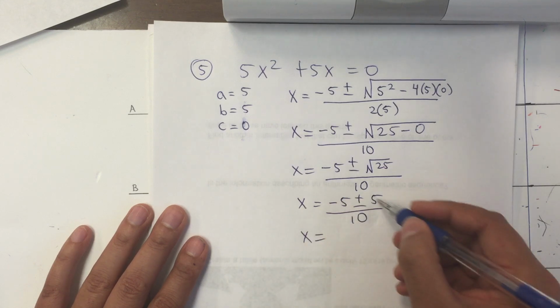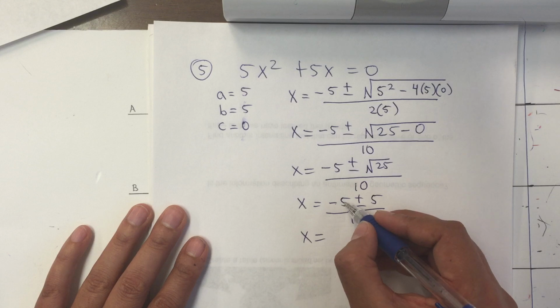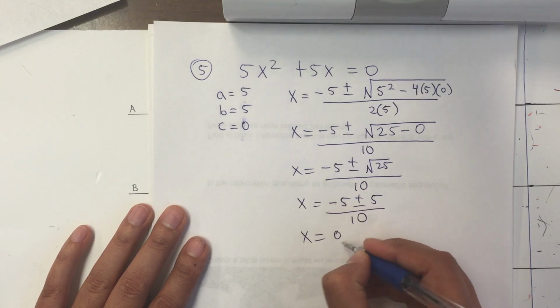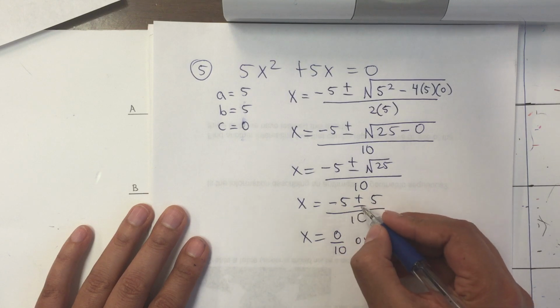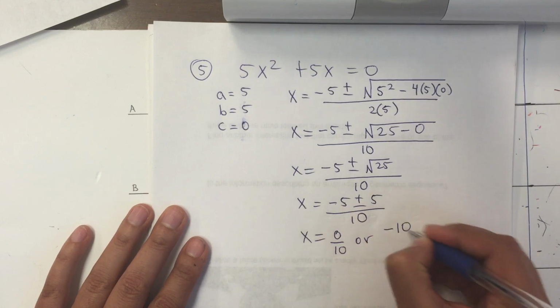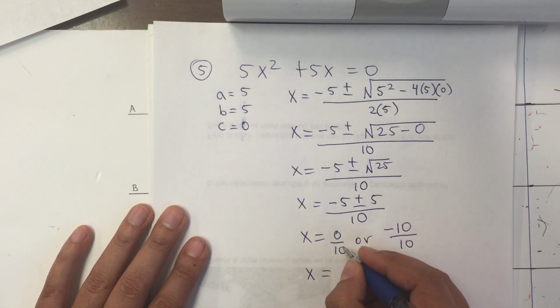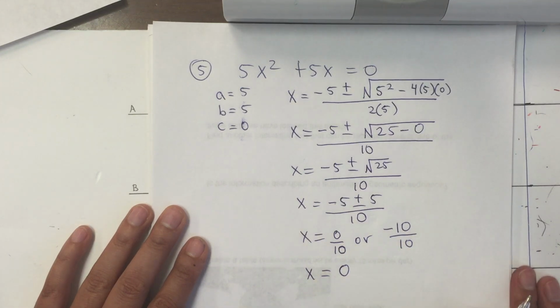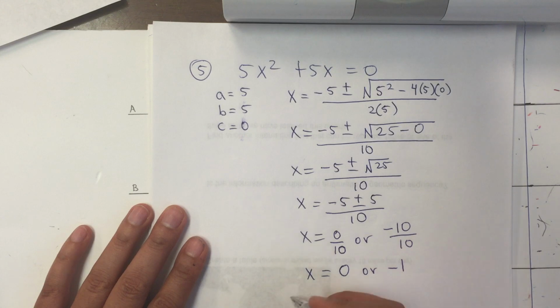And so we do both paths, with the plus and with the minus. So negative 5 plus 5 is 0 over 10, or negative 5 minus 5 is negative 10 over 10. And so x is equal to, whenever we divide 0 by a number, it's always 0, or negative 1.